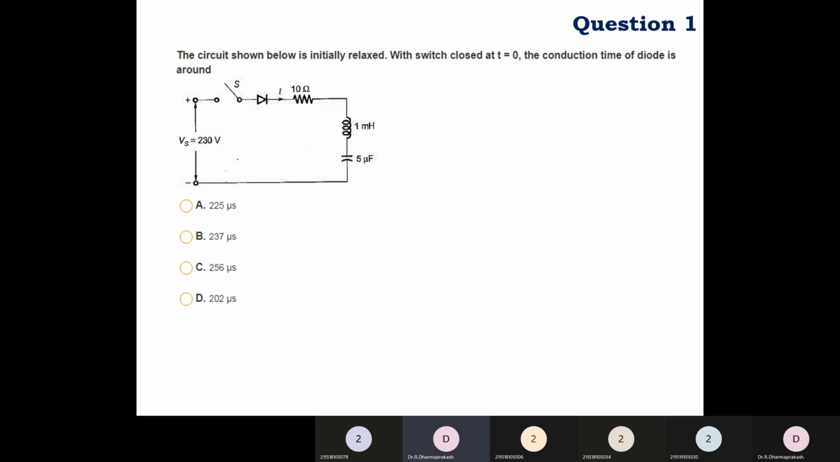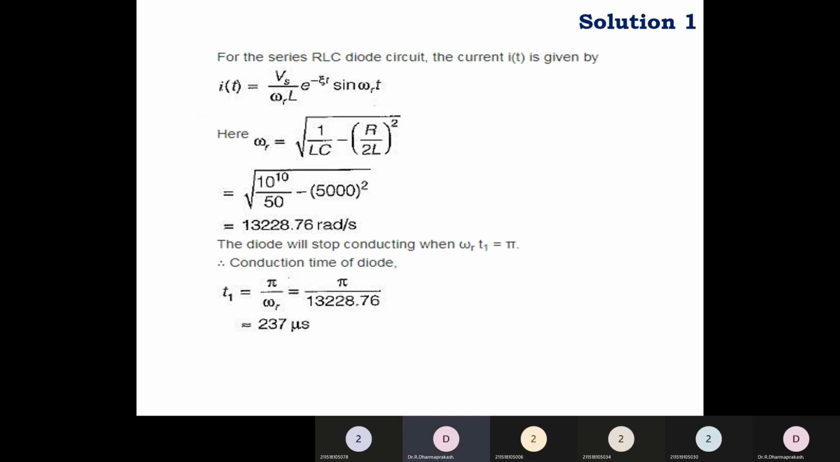So here you can calculate this by using this expression. I of t is equal to Vs by omega L e power minus epsilon t sin omega r t. So this current should go to 0 when this sine term is equal to 0. So sin omega r t should be 0, so that omega r t should be pi. Then only sin omega r t is equal to 0. So when omega r t is equal to pi, then the current will be 0.